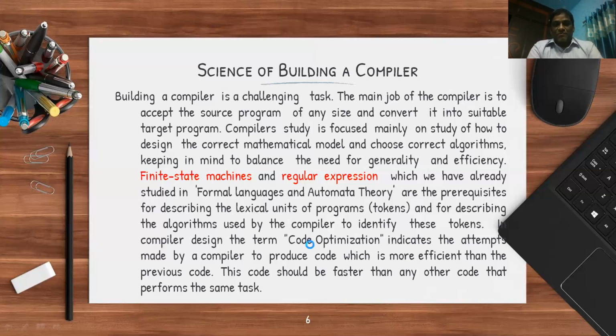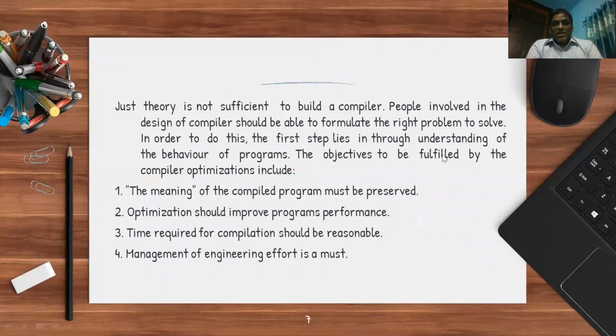So while optimizing the intermediate codes generated by the analysis part, one should remember that the compiled program's meaning should not be changed by your optimization. That means whatever purpose is meant by the program written in high level language, that should be served even if we optimize it. Okay, so that is our first rule.